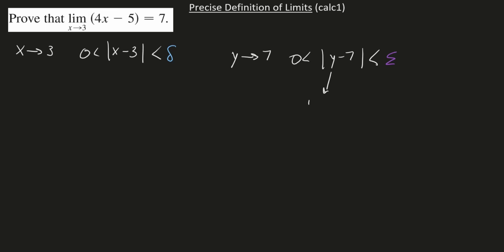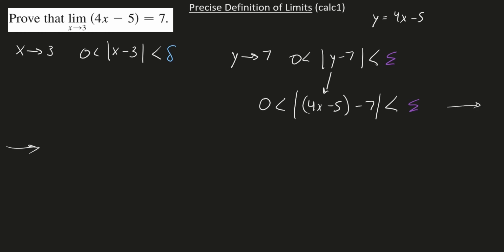So y is just 4x minus 5. I mean, that's really what this equation is. Y is equal to 4x minus 5. So now my y statement is this minus 7 should be getting smaller and smaller and smaller. So we can do a little bit of algebra here. Negative 5 minus 7 is negative 12.